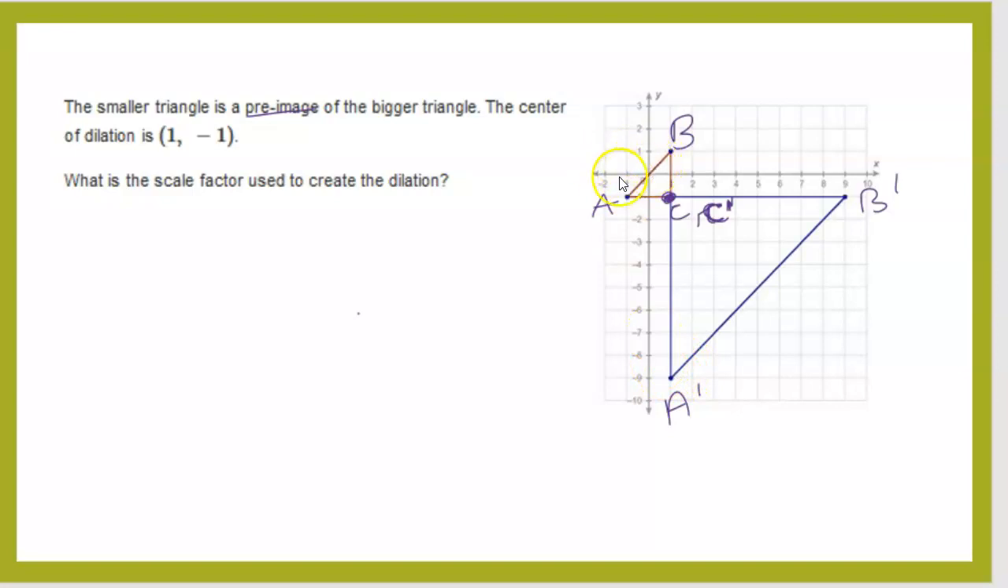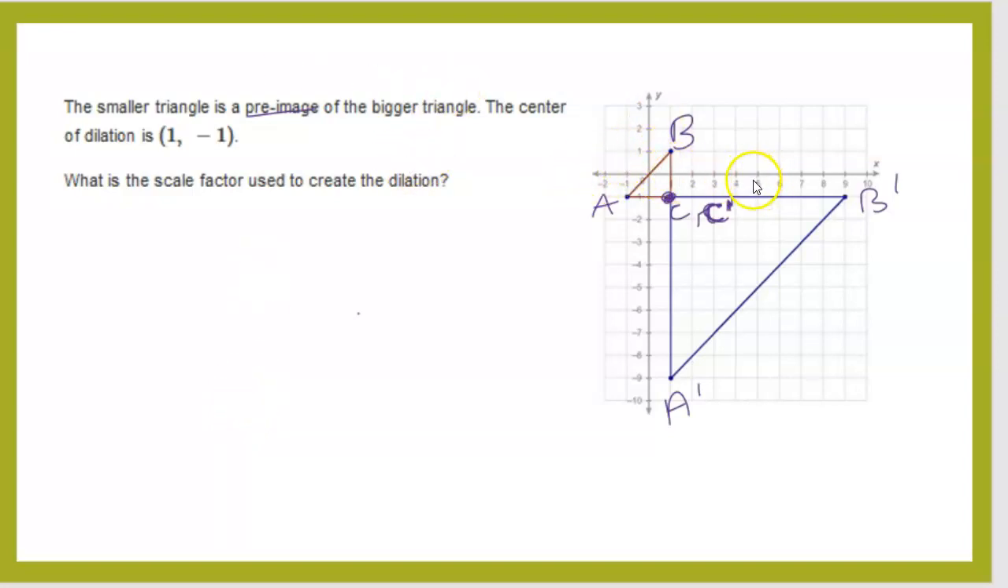So remember, we went from small to big. So we know it's not going to be a fraction between 0 and 1, right? But look, it's also flipped. So we know it's going to be negative as well. So this is pretty cool. It's kind of like a puzzle.